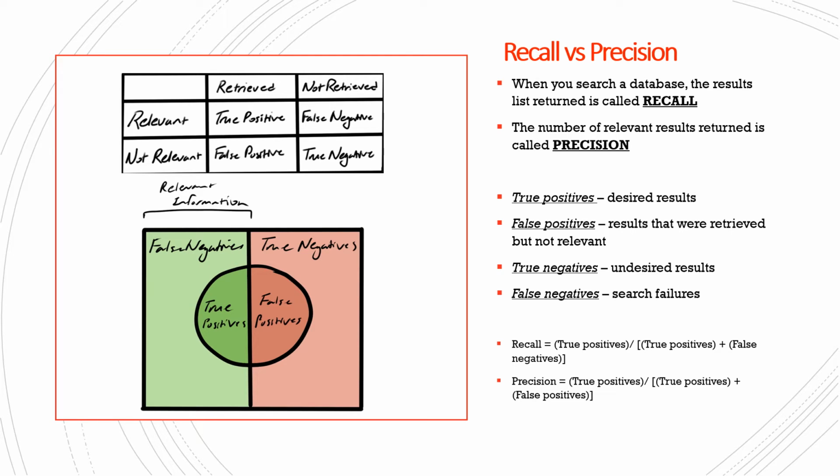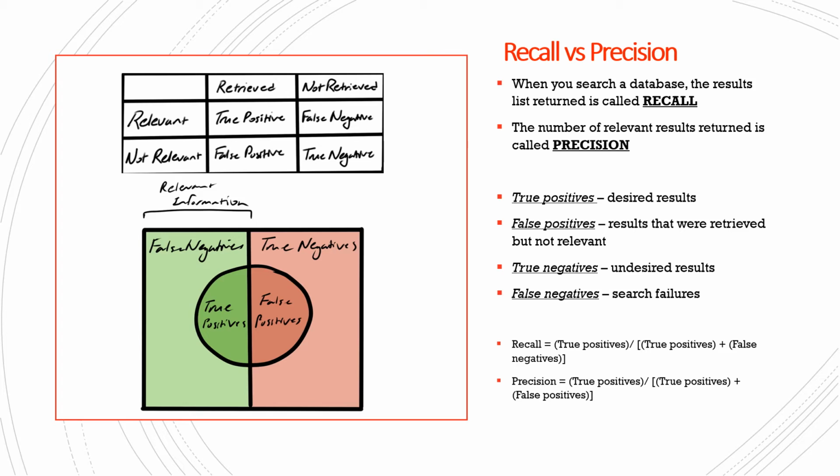Now, let's look at the false positives and negatives. With false positives, these are the results that were retrieved that you didn't want, but that technically met the search criteria as entered. They are not at all relevant, however, they meet the criteria of the search query, so it is very important to be aware of this when performing a search. And finally, there's the false negatives, which are essentially just search failures. These are the items that you would have wanted to see, but they were not retrieved.